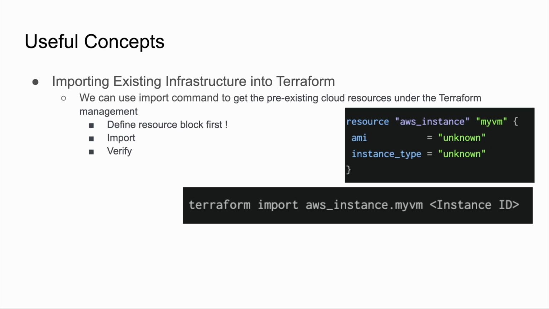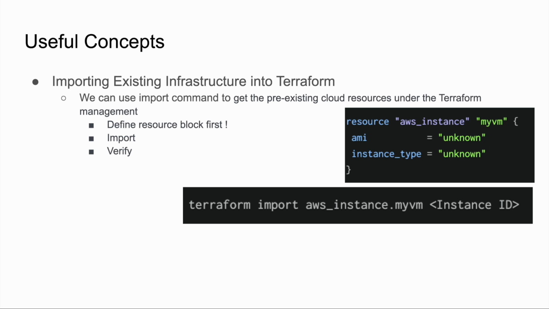Importing existing infrastructure to Terraform. Sometimes we can use the import command to get pre-existing cloud infrastructure under Terraform management. There may be circumstances where some resources are already created and not managed by Terraform, but now we need to get them under Terraform management. In that case, we can use the Terraform import command.